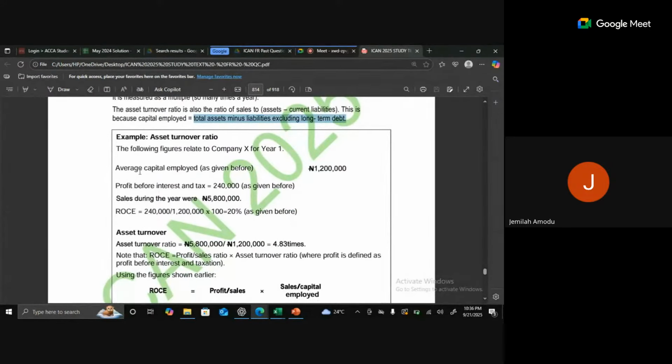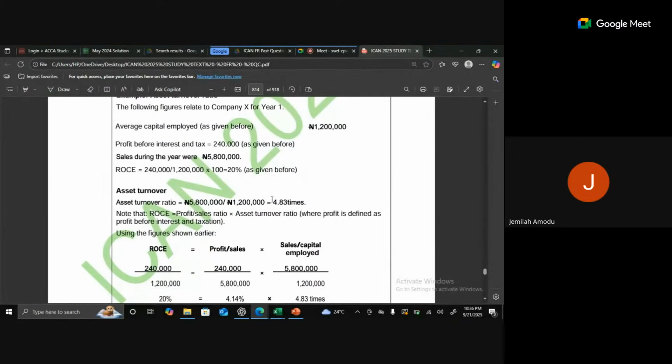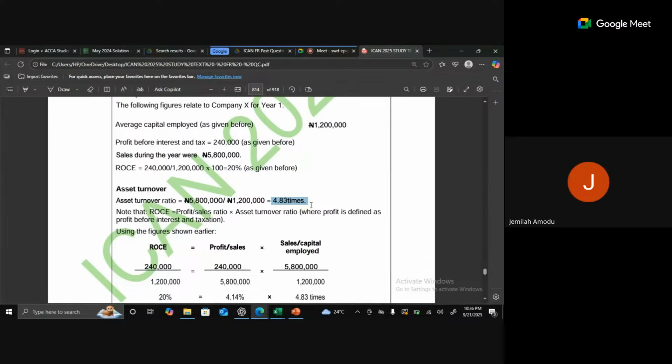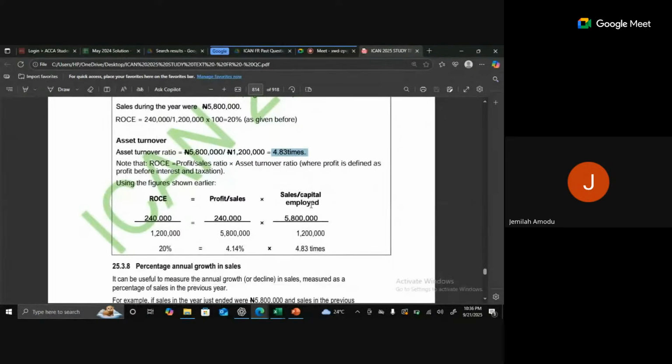So this is an example for us to go through, to see how many times you turn over your sales. It is usually measured in times and not in percentage. So this is just it.